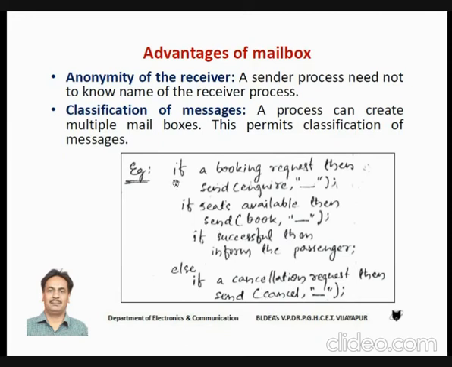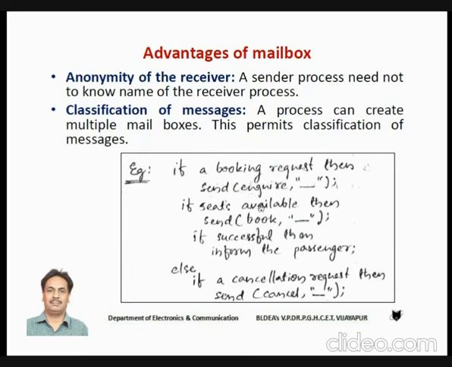Now we look at the code. If there is a booking request, if any process is making a request for ticket booking, then such requests can be sent to the mailbox named inquire. The idea is that if any process wishes to book seats, such inquiry messages can be stored in the mailbox named inquire.